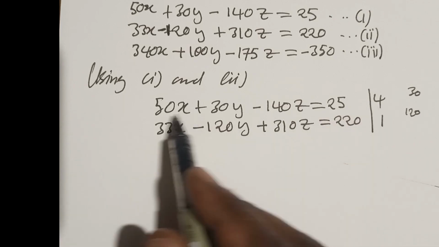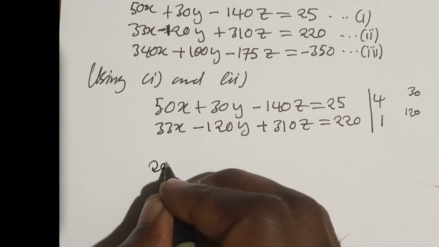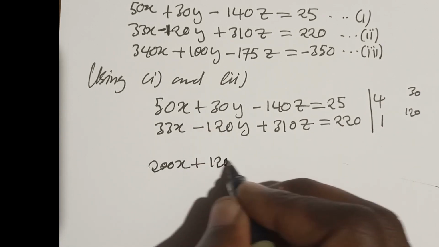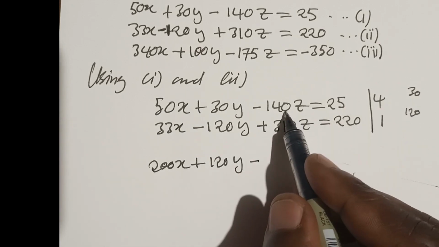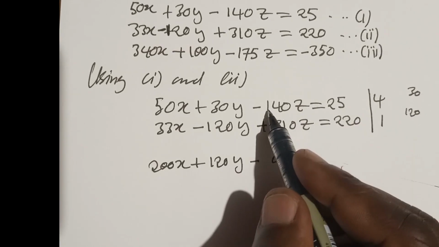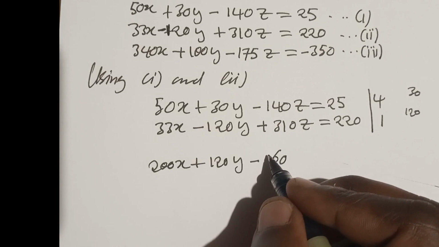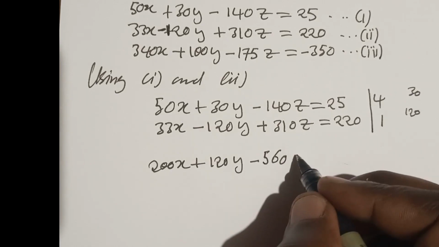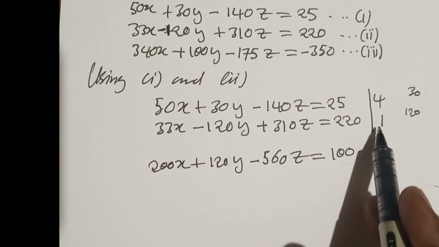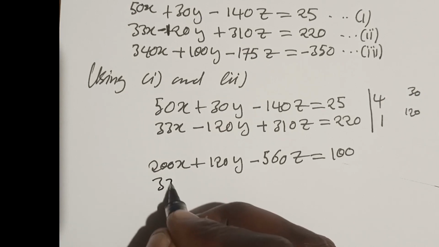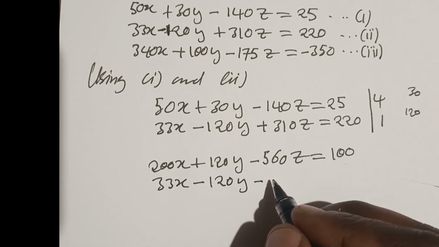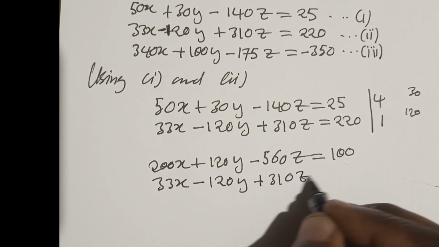So the first one will be 4 times 50, 200x, plus 4 times 30 is 120y, minus 4 times 140, it is 560z, is equal to 4 times 25, which is 100. And then 1 times the entire equation here, you're going to get the same thing, because this is a 1, nothing is going to change. It's equal to 220.